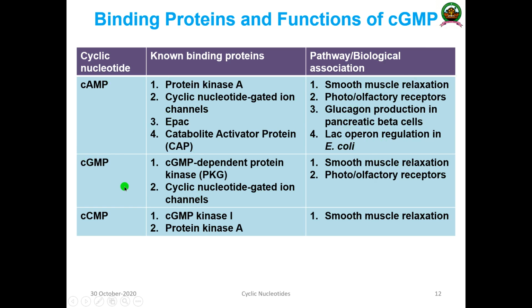Then similarly for cyclic GMP, there are two important proteins: cyclic GMP dependent protein kinase, or PKG, and the cyclic nucleotide gated ion channel. We have already seen the function. Then the biological pathways are smooth muscle relaxation and photo olfactory receptors. So these are the important things.